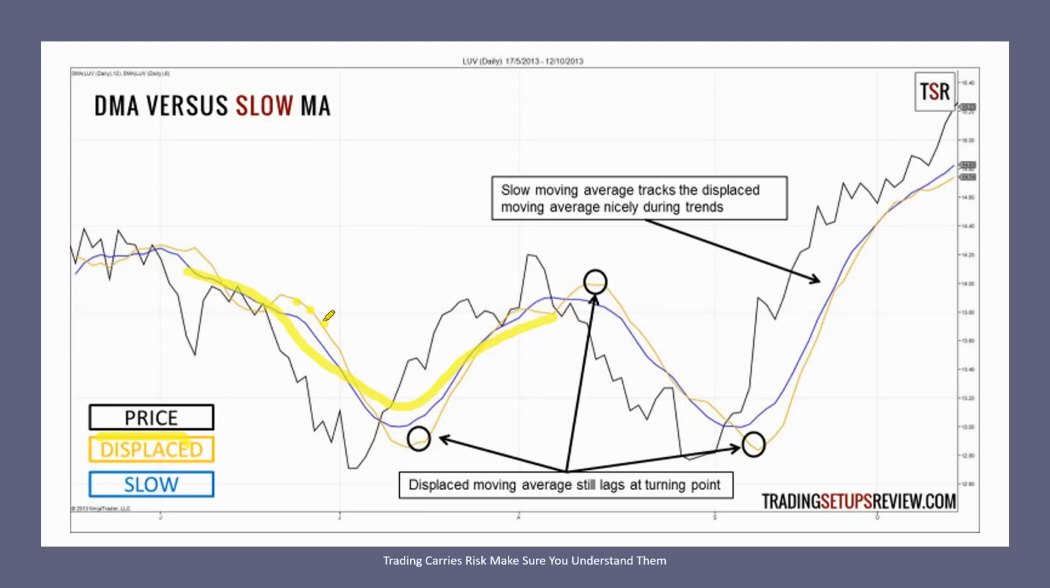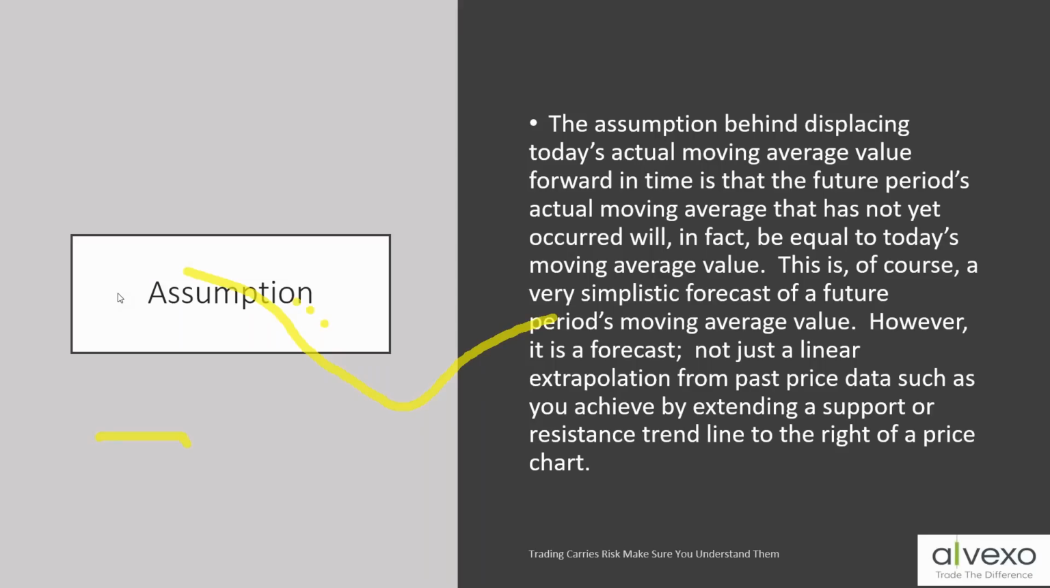It's pushed. All it is where we put the dot on the chart is pushed forward. That's all it is, a mechanical system of putting it more forward on your charts. So the assumption behind displacing moving average values forward in time is that the future period's actual moving average that has not yet occurred will in fact be equal to today's moving average value. This is, of course, a very simplistic forecast of a future period's moving average value.